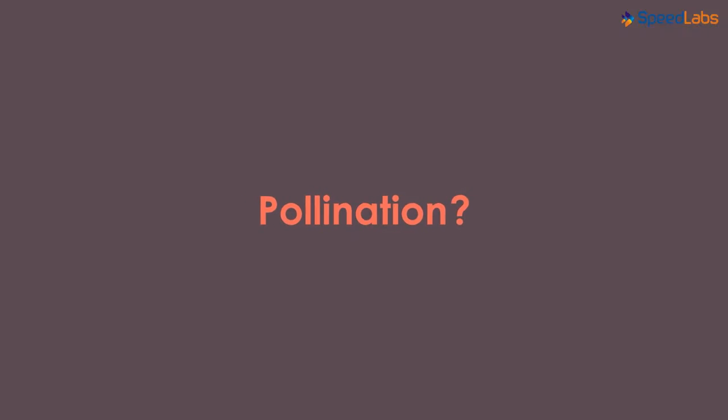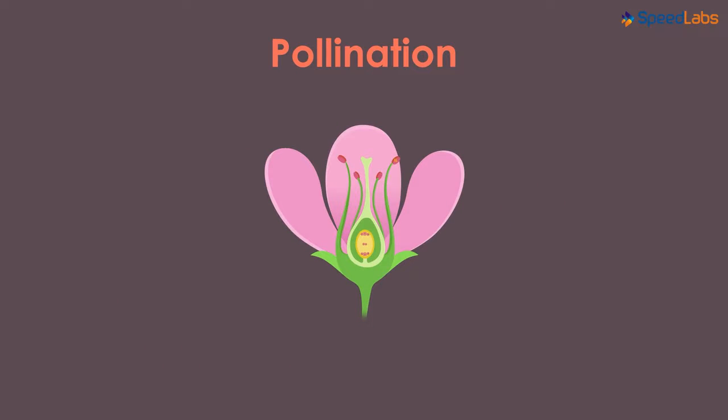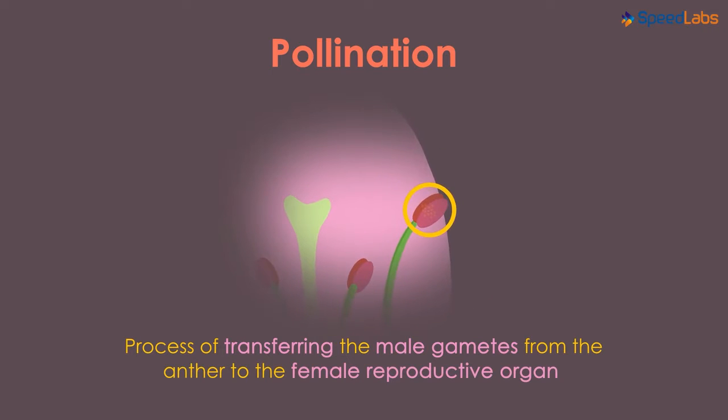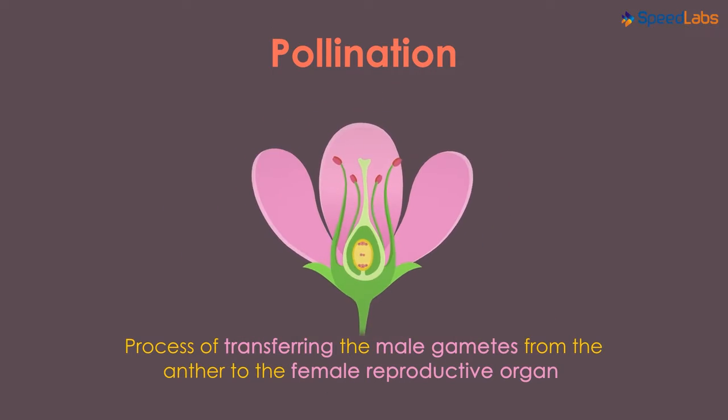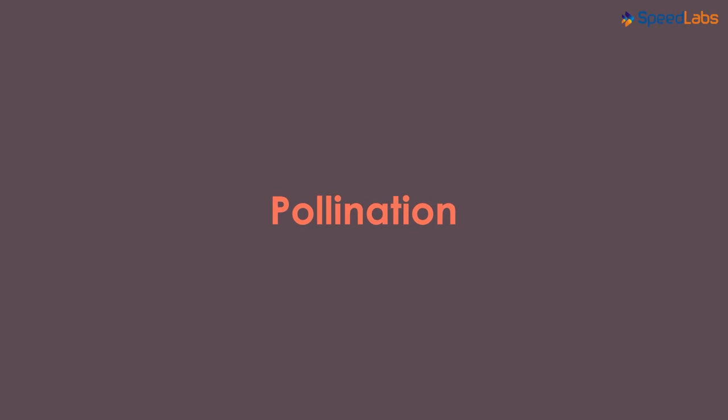Can you guess what it could be from its name? Well, the name suggests that it's got to do something with pollen grains, right? Yes, pollination is simply the process of transferring the male gametes from the anther to the female reproductive organ. That means pollen grains from one flower will be transferred to the stigma of the same or any other flower. Is this so? Yes, that's what pollination is. Next, let's understand this process in detail.